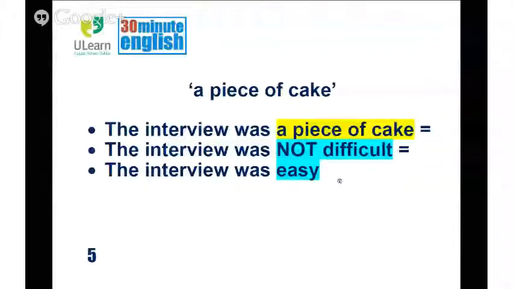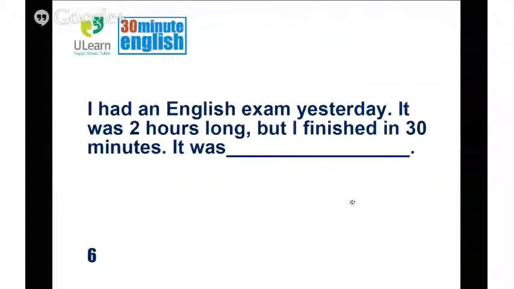So that's our first idiom. It was a piece of cake. Let's go back to our screen. Okay. Here is one for you to do. Very simple, obviously. I had an English exam yesterday. It was 2 hours long, but I finished in 30 minutes. It was a piece of cake. Okay? Now, let's check the concept of that using this example here.